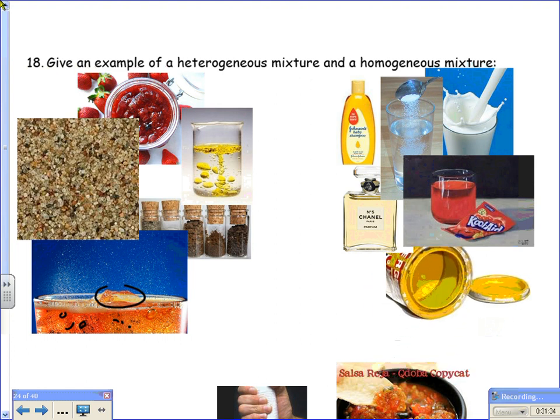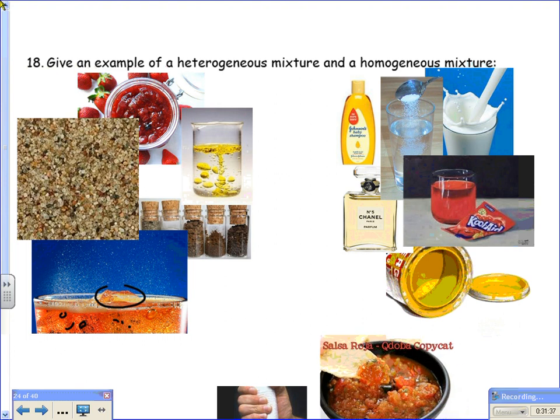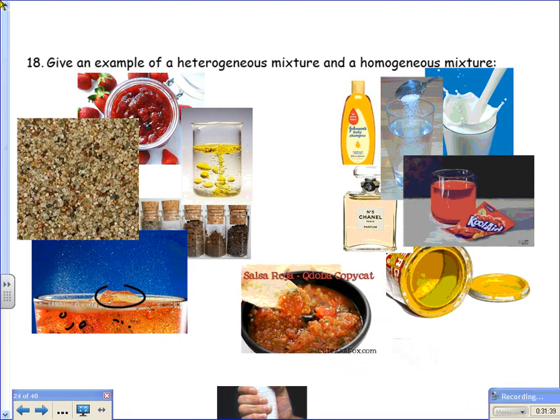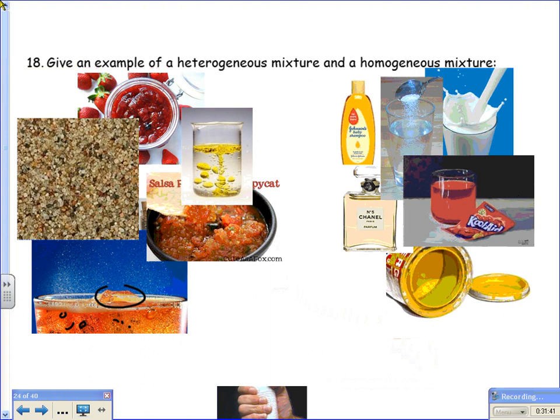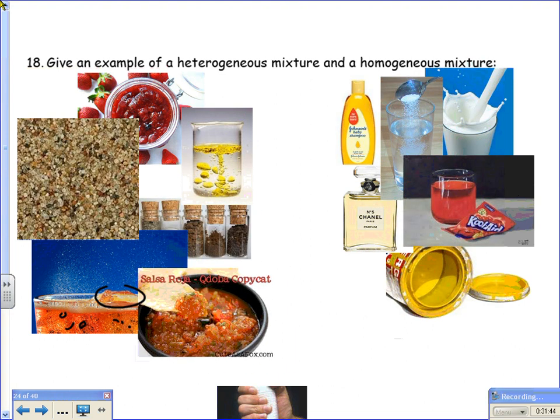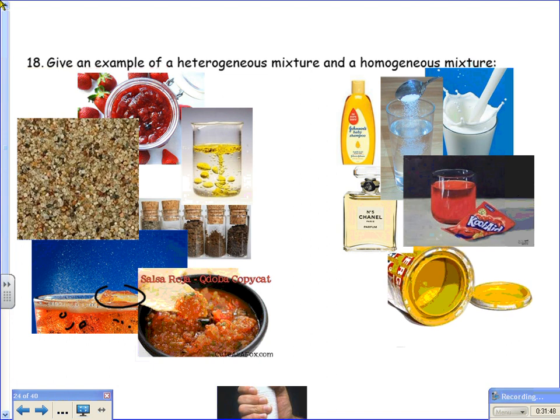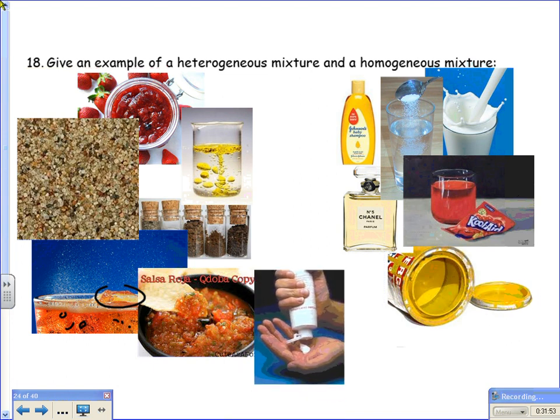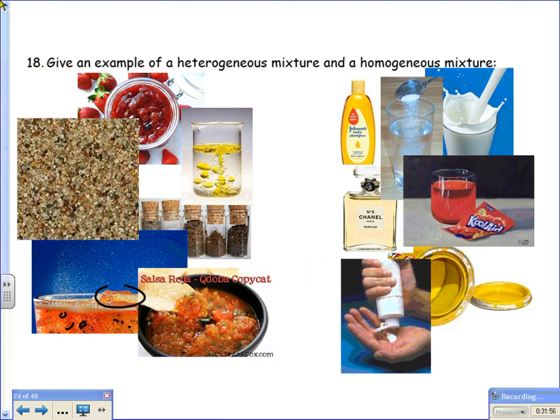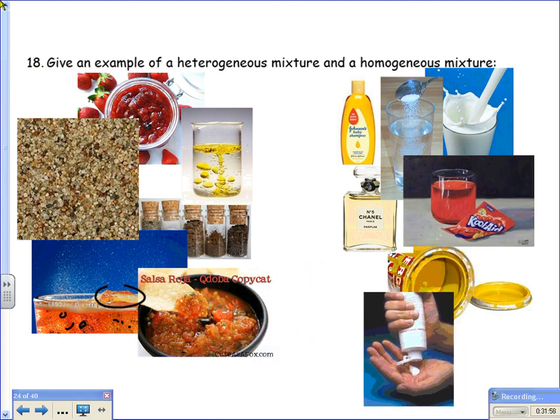Paint, homogeneous. Salsa, baby. Yeah, salsa. We can see some or all of the parts. We can't see any parts of the paint in the can, so that's homogeneous. Here is lotion. Lotion is homogeneous. So there, I hope that gives you some good ideas. And we will be challenging you in class to do some more of that organization.